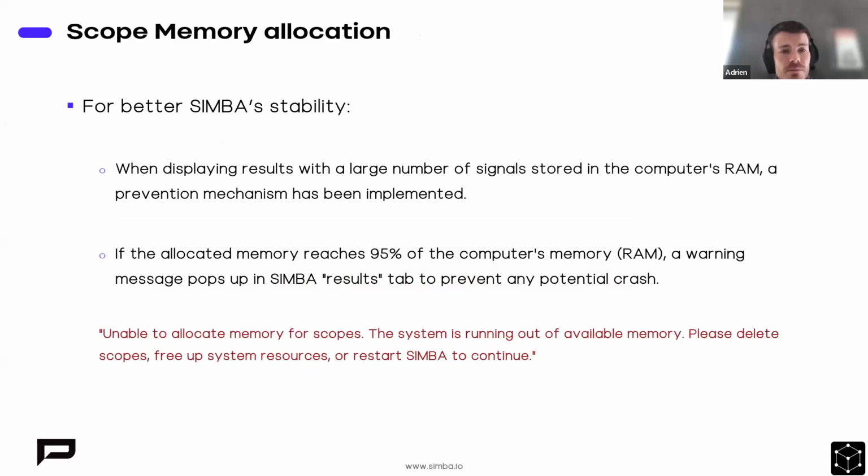And the stability of SIMBA has also been improved because when you are displaying a large number of signals, all those signals are stored in the computer RAM. So a new prevention mechanism has been implemented. If the allocated memory reaches 95% of the computer memory, a new warning message pop-up will be shown in the SIMBA result tab in order to prevent any potential crash. And you can see just the pop-up message. So it will just give you better stability and avoid any crash.